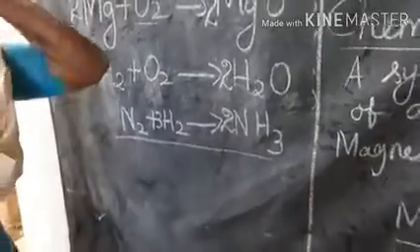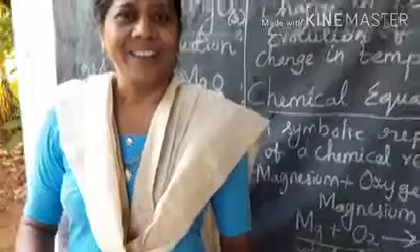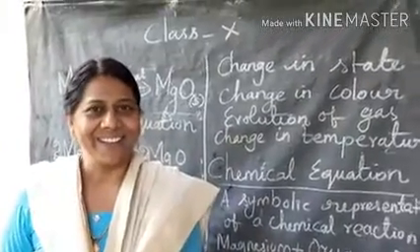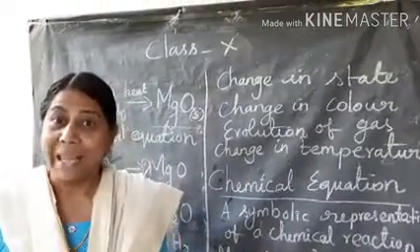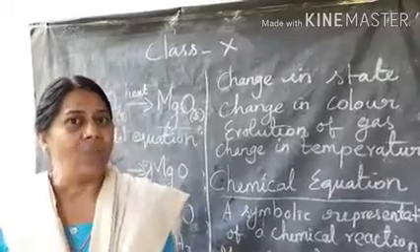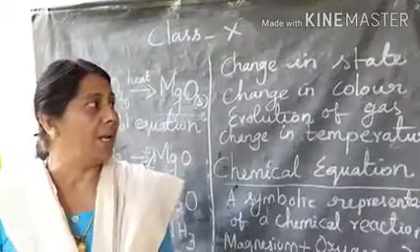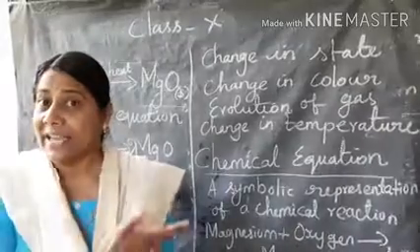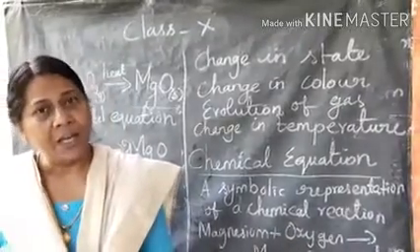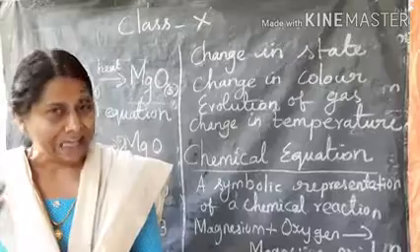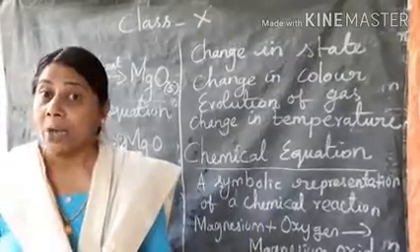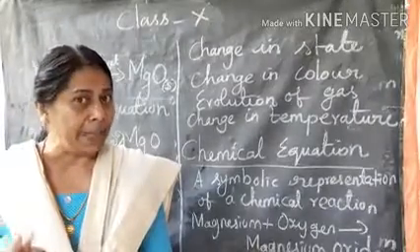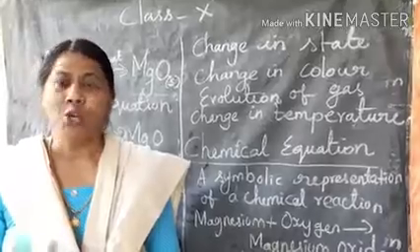Dear students, today we have discussed what is a chemical reaction, what are the observations of a chemical reaction, what is a chemical equation, how it should be represented, and how we can balance a chemical equation. Hope you understood.